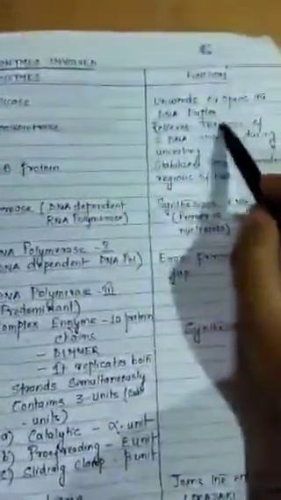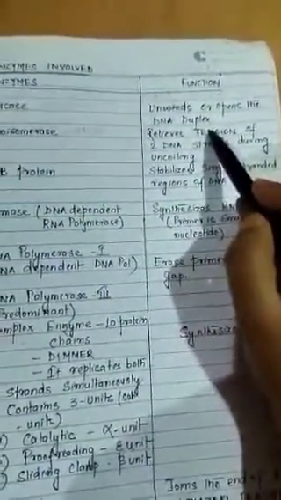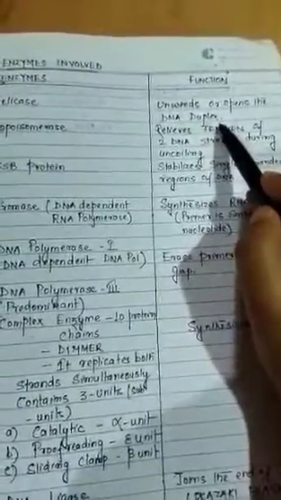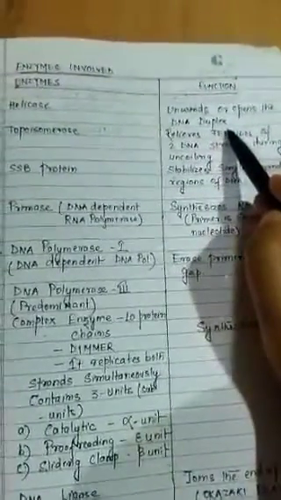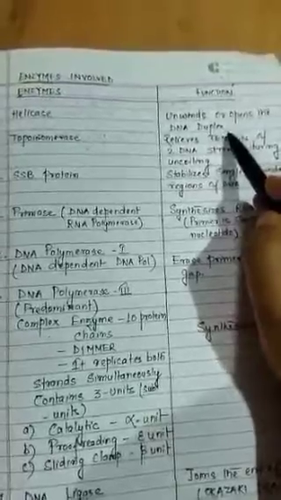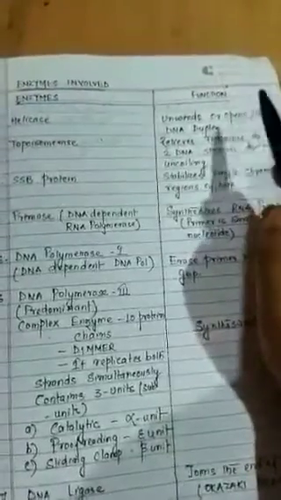Helicase. It is the very first enzyme. Helicase helps in the unwinding of the DNA duplex. When DNA is opened, during that time, unwinding happens with the help of the helicase enzyme.